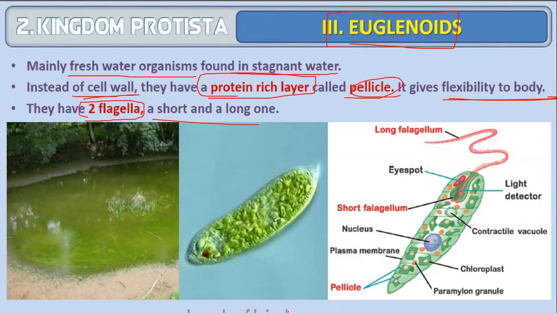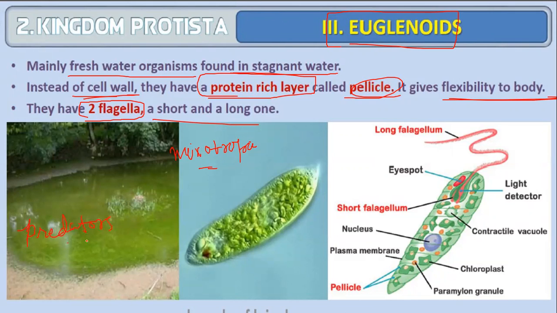In euglenoids, you can see they have a mixotrophic form of nutrition, that is both autotrophic and heterotrophic. If sunlight is available, they photosynthesize like plants. But when they are deprived of sunlight or kept in the dark, they behave like heterotrophs such as predators.